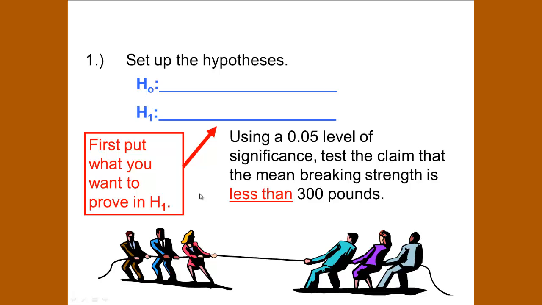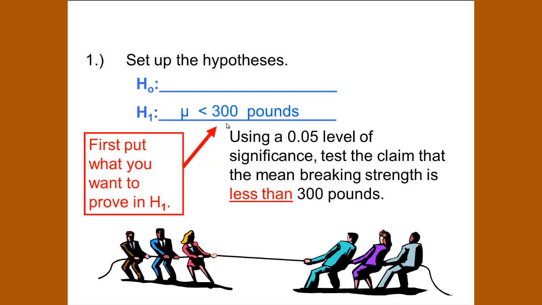Since we want to put what we want to prove in H1, and because it does not have the condition of equality, we know that it is correct to put it into H1, that the mean breaking strength is less than 300 pounds. But we don't want to write it in words. We want to use symbols. Notice that we're making a statement about the population mean, and the population mean is used with the symbol mu. So we will say that mu is less than, using the symbol, 300 pounds.